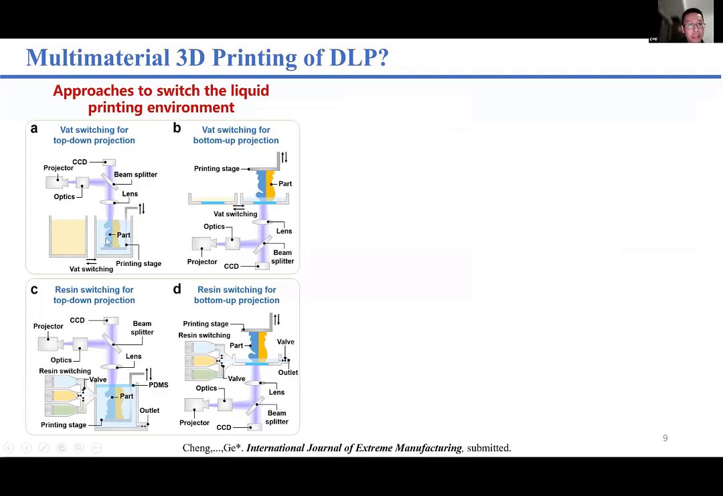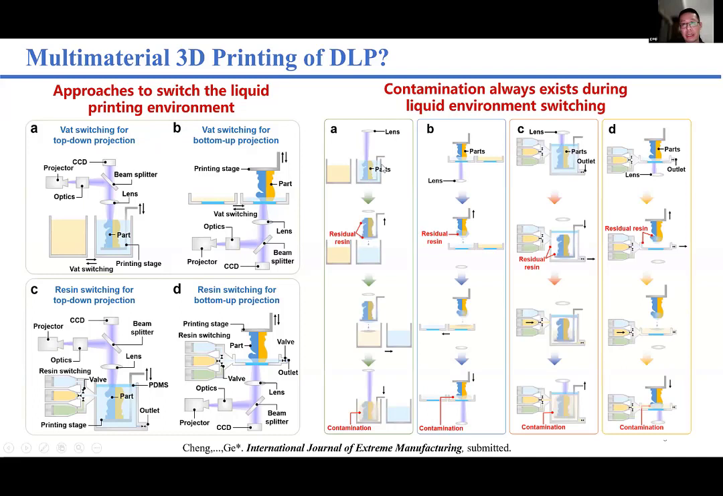But could we use DLP to realize multi-material 3D printing? So this is a good question. Because in DLP, we do the printing in a liquid environment. If we want to do multi-material 3D printing, we actually need to change or switch the printing environment. No matter whether the light is top down or bottom up, we always need to change the printing environment. But if we change the printing environment, contamination always exists.